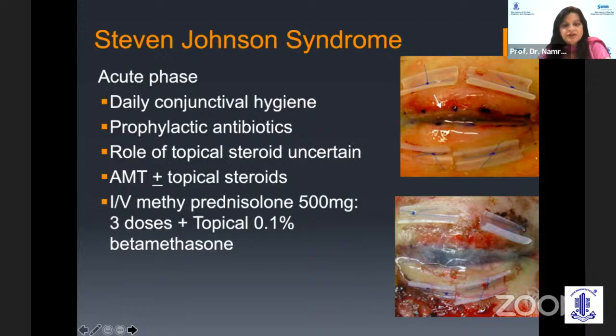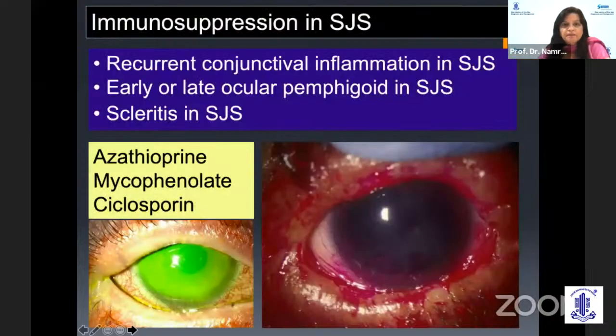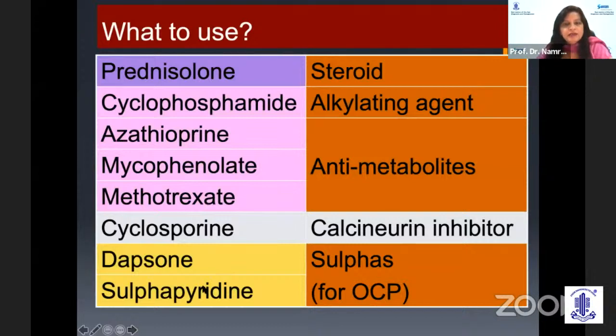I think that has a very important role to play, as has been shown in multiple studies. And topical steroids I like to give, although people do say that the role is uncertain, and even IV methylprednisolone has a role to play. Now, immunosuppression has a role to play, because if you don't immunosuppress them, they would go into chronic sequelae, and more so when there are recurrent conjunctival inflammatory episodes in SJS and in acute SJS. So although we cannot discuss the details, this is the immunosuppressive therapy that we use.